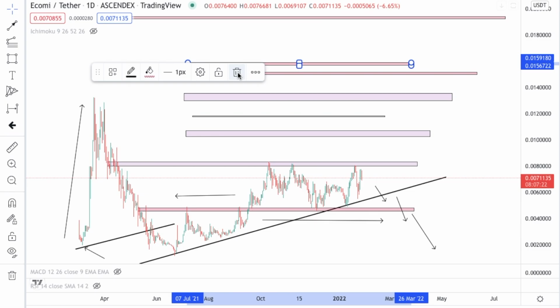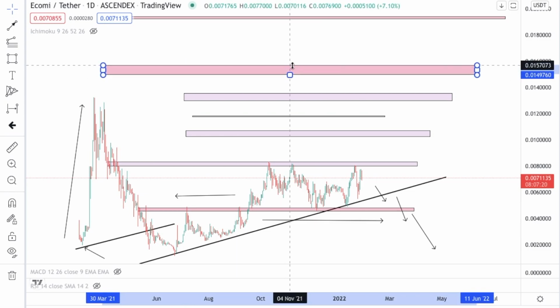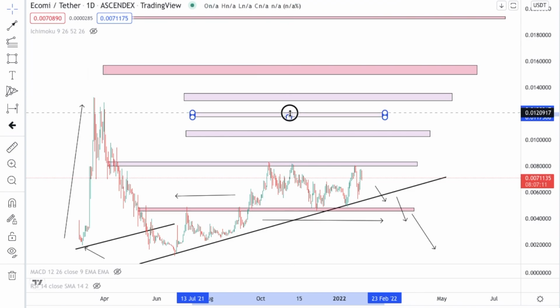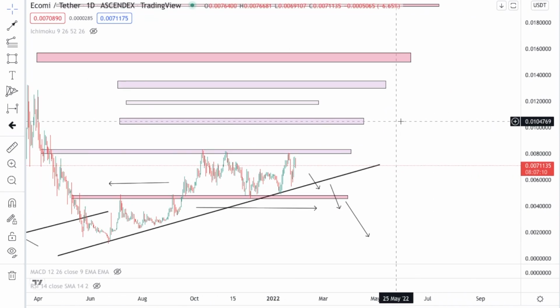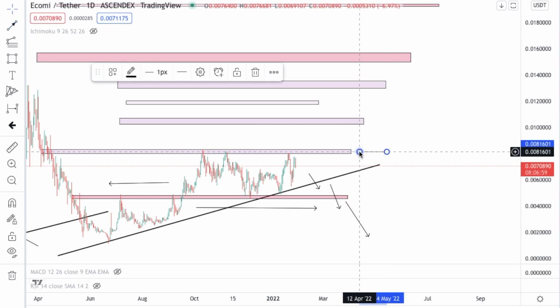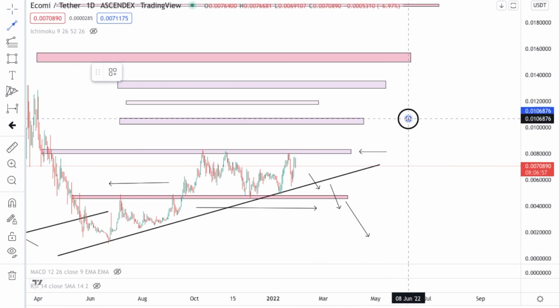So what I like to do when I see a zone really close by each other, I would just do that. And that's all you have to do. This is a smaller zone, so I would just keep it a little bit smaller. And these are the major levels. Major levels would be roughly right here, 0.0081. Keep that in your books.